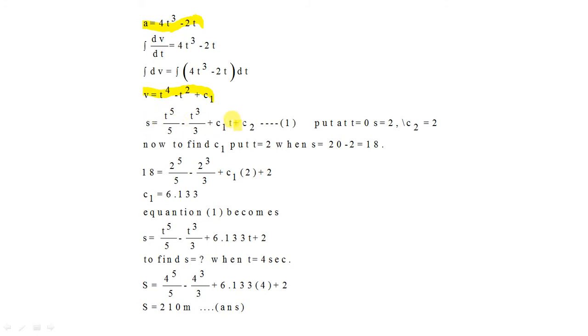If we substitute this value, you will get c2 as 2. So you will get the value of c2 is 2 after substituting t is equal to 0 and s is equal to 2, because it is given over there.